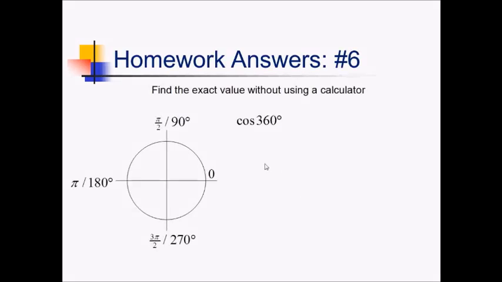For this one, we're trying to figure out the cosine of 360. So 360 is right here. It's coterminal with 0. And for cosine, we're asking what the x value is there. So this is going to be an x value of 1. We're 1 to the right of the origin. So cosine of 360 is 1.